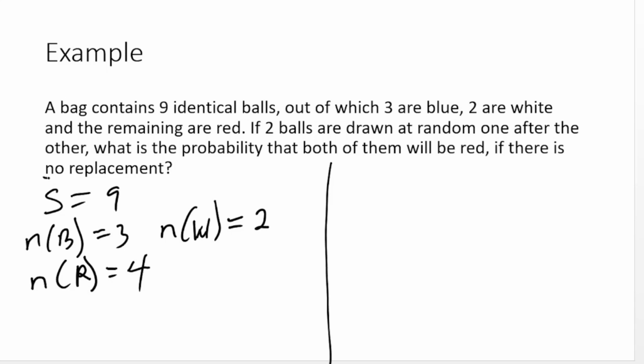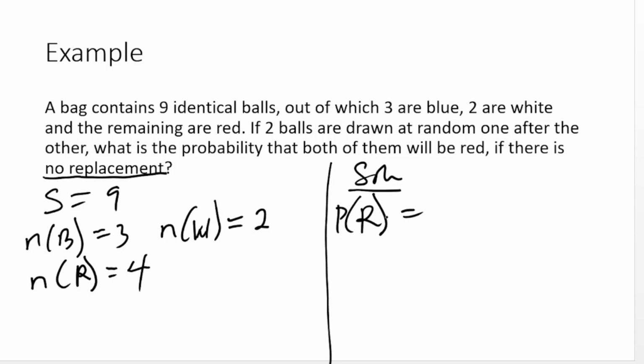This condition, if there is no replacement, means the sample space will be reduced from 9. So if you pick the first one and you get red, you are not going to return it. I hope I'm making sense. You are not going to return it before you pick another one. So from the one you are picking again, you are picking out of how many now? Out of 8.